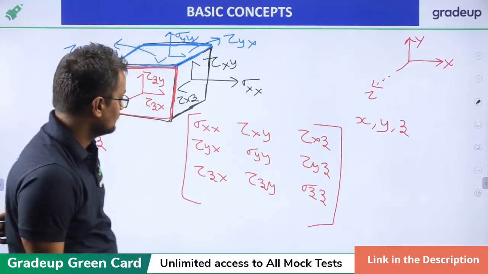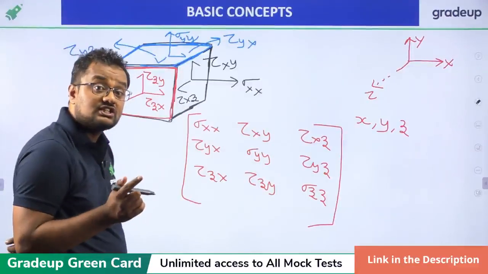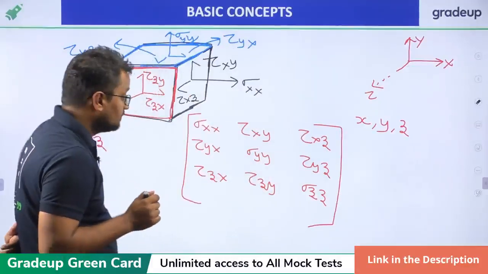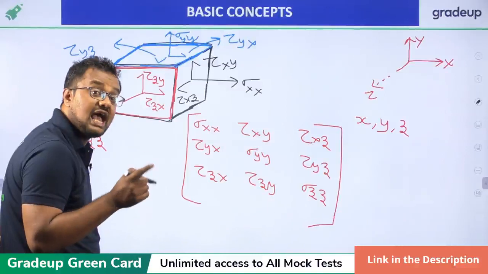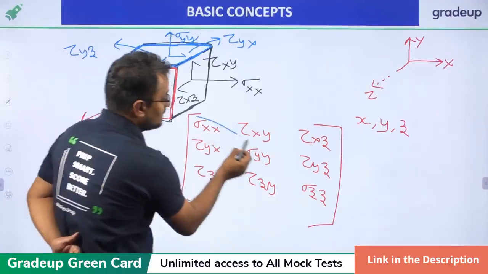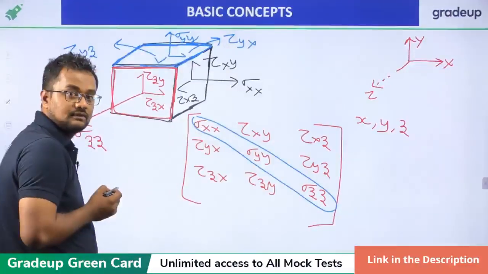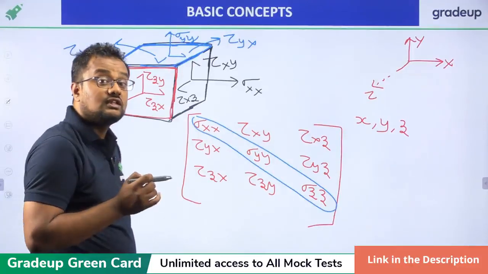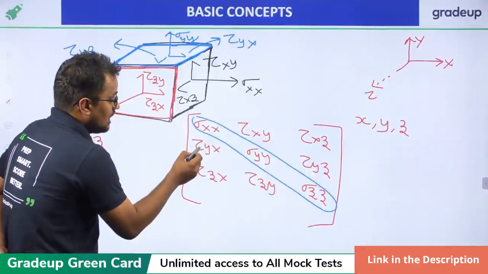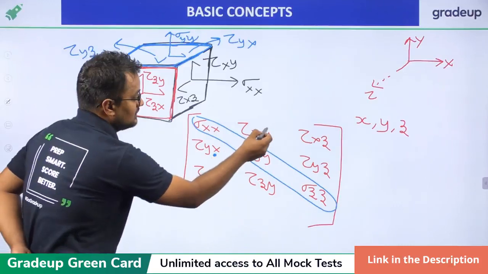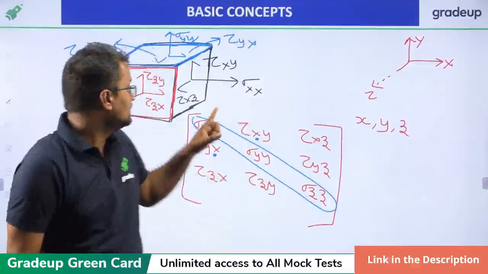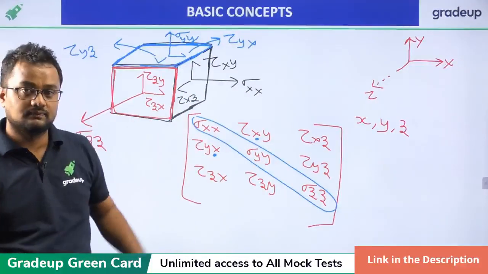Now, this stress matrix has a particular point that we have to remember and see what is that point. See, my friends, if I consider this square matrix and this diagonal, then this matrix is symmetrical about this diagonal. How? Because this tau yx and this tau xy both are same. Why? Because we have seen earlier that in adjacent faces, stresses are equal.